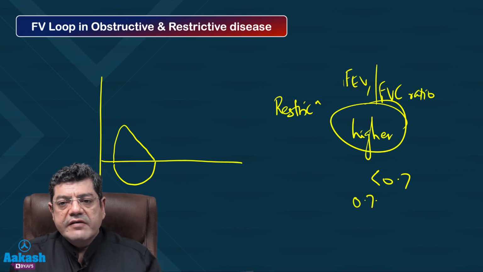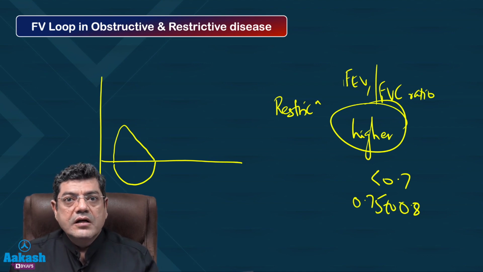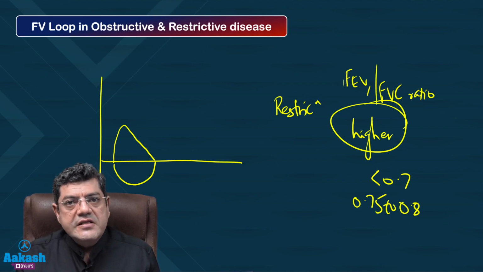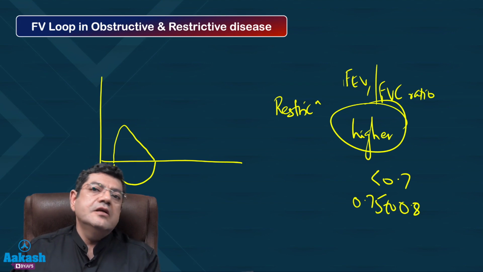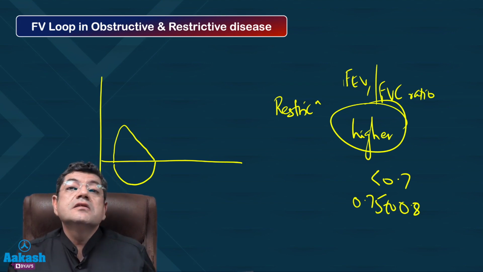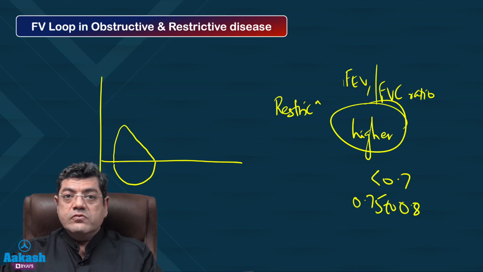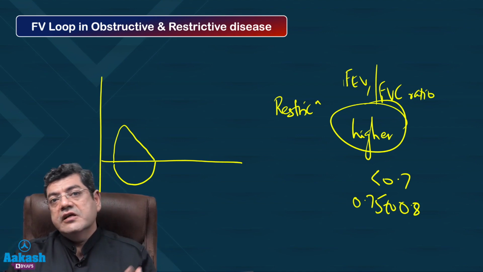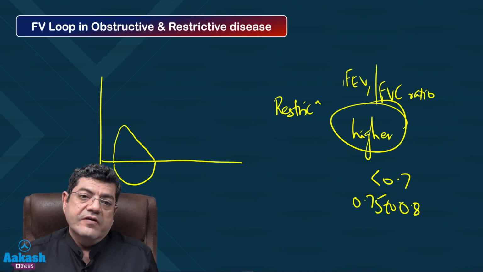Normal ratio is 0.75 to 0.8, and a higher than normal ratio of FEV1 to FVC is seen in restrictive disease. They can empty the lung out very fast, right? Because of the increase in elastic recoil. Their pulmonary parenchyma is more fibrosed, or their chest wall is more stiff. So they empty out the lungs very fast.